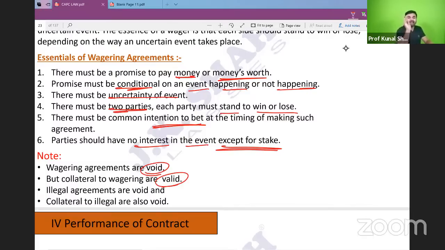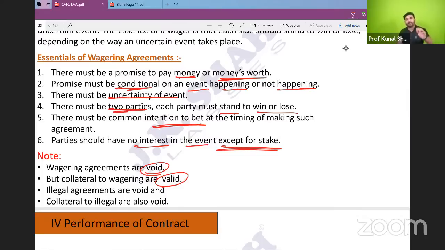So whatever is the transaction between you and your friend, it is collateral to the transaction between me and you. So if the wagering agreement between me and you is void, then the collateral one between you and your friend is valid in nature. Which means if you have taken a loan of rupees 1 lakh and you gave that money to me, I got discharged. But now it is your duty to repay the loan of 1 lakh back to your friend. If you don't repay that 1 lakh, your friend still has a right to file a case against you for breach of contract.